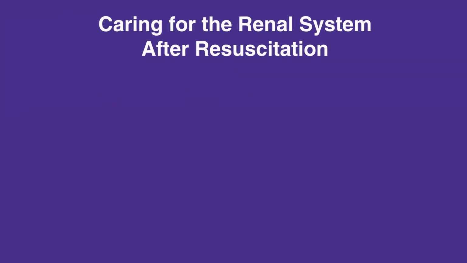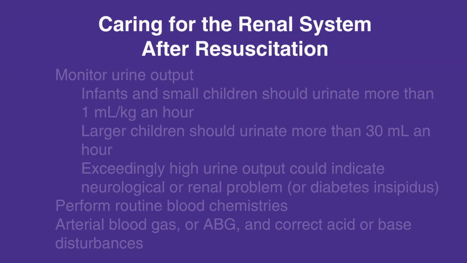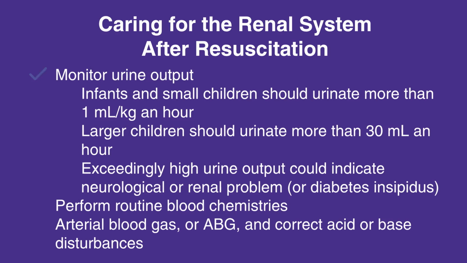When caring for the renal system after resuscitation, follow this checklist. Monitor urine output. Infants and small children should urinate more than 1 milliliter per kilogram an hour. Larger children should urinate more than 30 milliliters an hour. Exceedingly high urine output could indicate neurological or renal problem or diabetes insipidus. Perform routine blood chemistries, arterial blood gas or ABG, and correct acid or base disturbances.